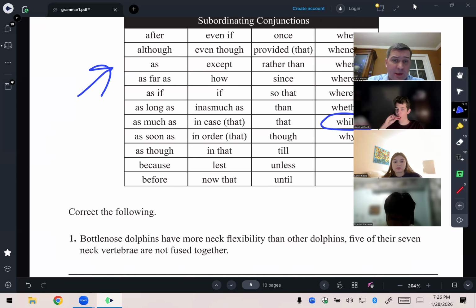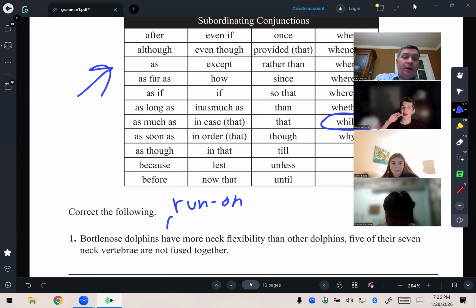Here's our first sentence. It is a run-on. We do have to fix something. Here, I'm just gonna read it. Bottlenose dolphins have more neck flexibility than other dolphins. 5 of their 7 neck vertebrae are not fused together. So it's a run-on, and it was a comma splice run-on.